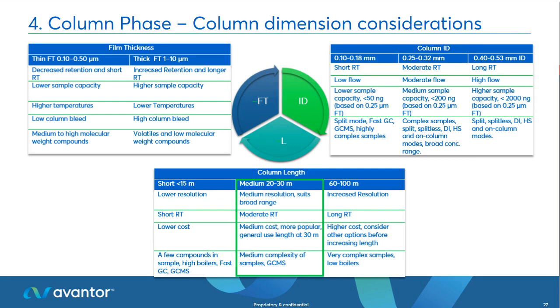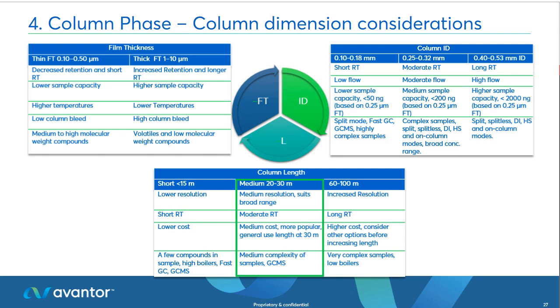So I've highlighted medium, so these are the most common lengths, 20 to 30 meters. Usually you have analytes which have a broad range of boiling points, and then you're looking at medium resolution. You don't necessarily need really high resolution, maybe just standard GC analysis, moderate retention time, maybe like above 20 minutes. It's going to be a medium cost, and then there's more length on the column as well.